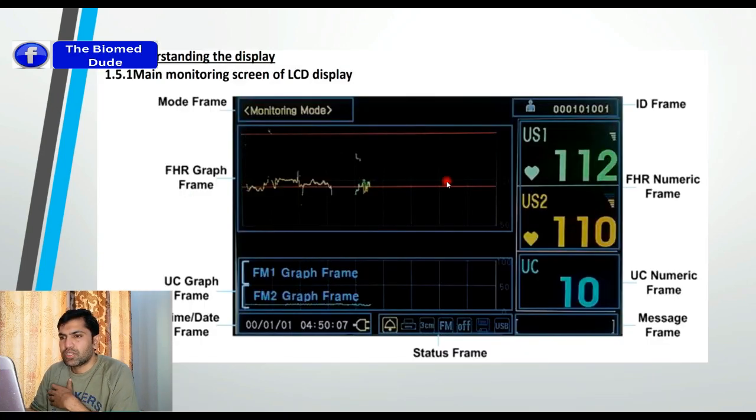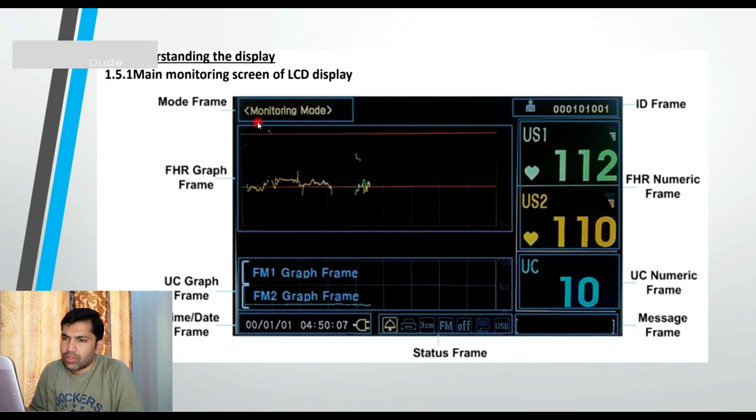Here is one of the CTG machine displays, where we can show the mode frame and the graph frame, with the twin or single baby's heartbeat graph showing here. Here is the numeric display of the baby, and the graph trends frame, and here is the date and time of the unit. This is the status indicator, showing whether the CTG is printing or not, or the CTG printing speed, 3 centimeter or 1 centimeter as per requirement. Here is the message indicator, the UC numeric display and FHR numeric display, and the ID if we applied a patient ID.